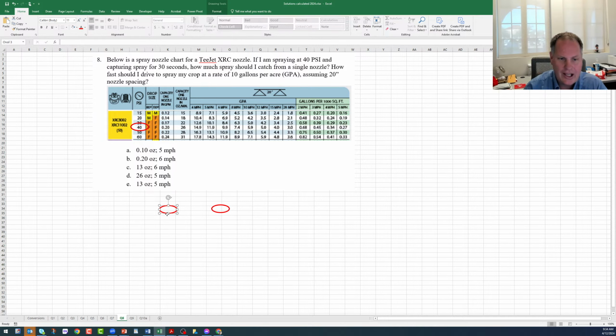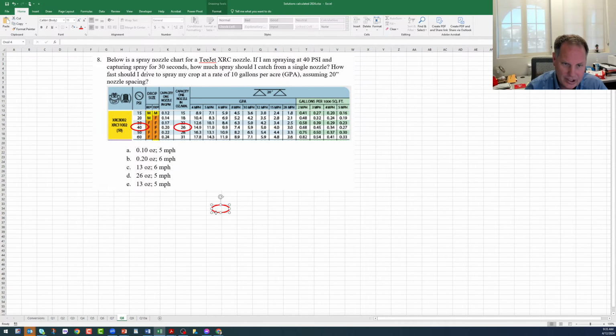Okay, how many ounces per minute do I have? 26. Now, am I capturing for a minute? Nope, I'm capturing for 30 seconds. So my value is going to be half of this. So it's not going to be 26, it's going to be 13. So I immediately know that it's either going to be answer C or answer E.